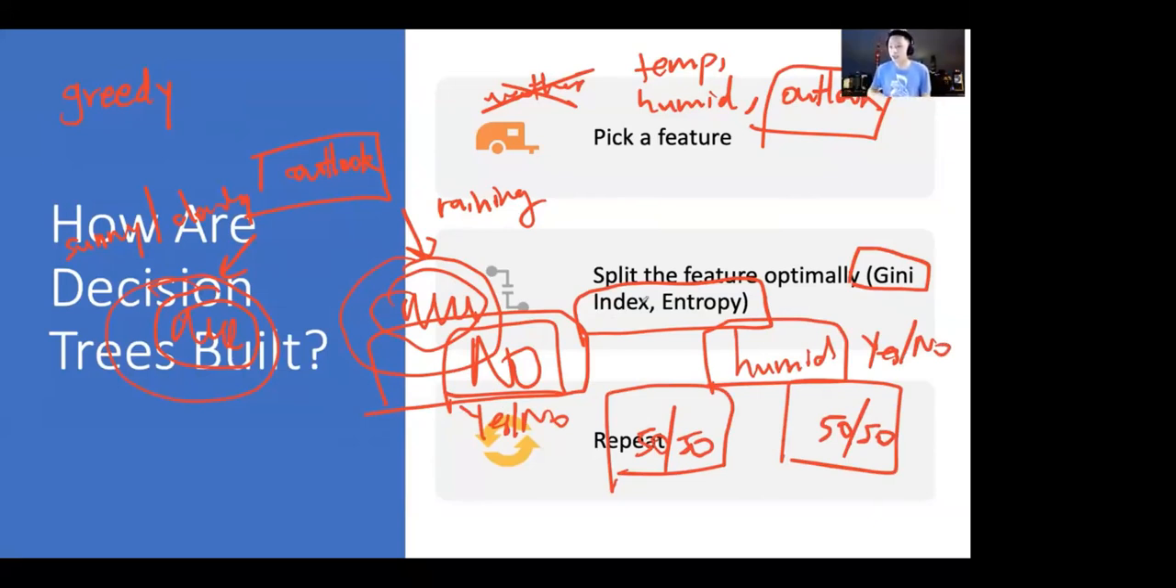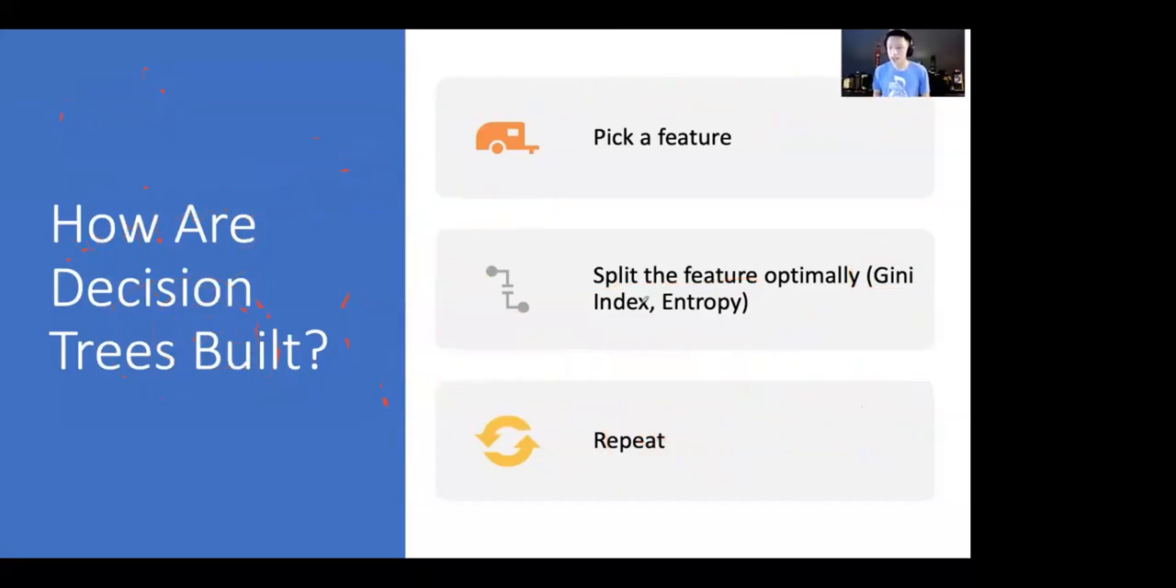So basically, you find the feature at which the split would be best, and then you split it there, and then you recursively solve down the tree. And that's the general intuition for how decision trees are built. So this is the algorithm.